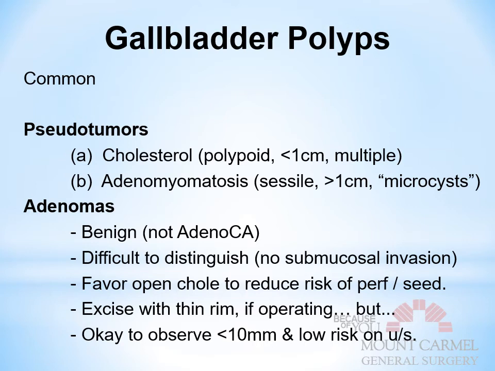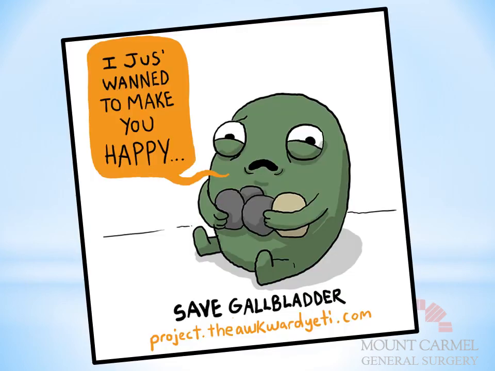Generally, in these cases, you favor an open chole to reduce the risk of perforation and seeding, just in case it is indeed an adenocarcinoma or malignant in nature, or there's something else afoot. You can excise them with a thin rim if they're very small, but it's okay to observe them. If they're under 10 millimeters, under a centimeter, you're okay to just observe them, especially if they have low-risk features on ultrasound, such as their venous flow and whatnot.